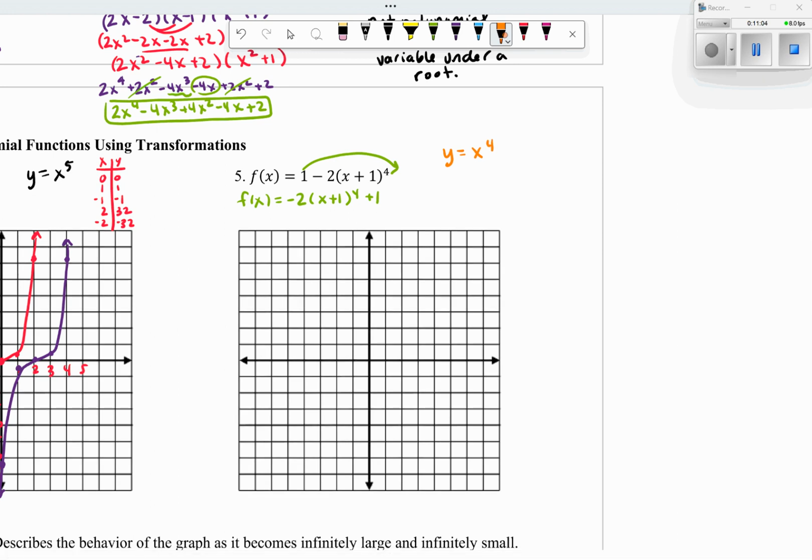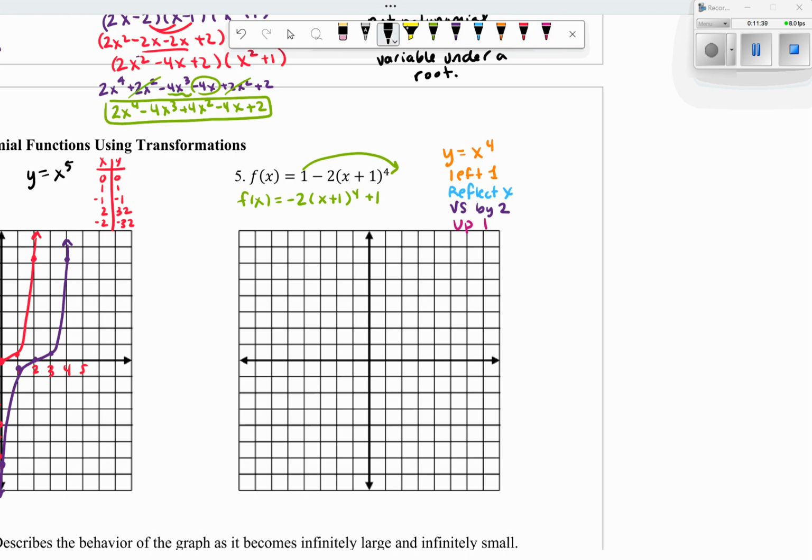So in this case, because we have x plus 1 inside the parentheses, this tells me I'm moving my graph to the left 1 first, and then we're going to move our graph by a reflection across the x-axis. And we also have a vertical stretch by 2 and up 1.